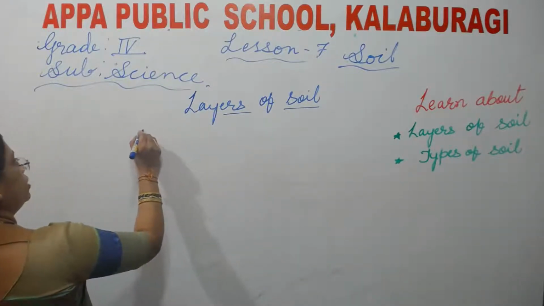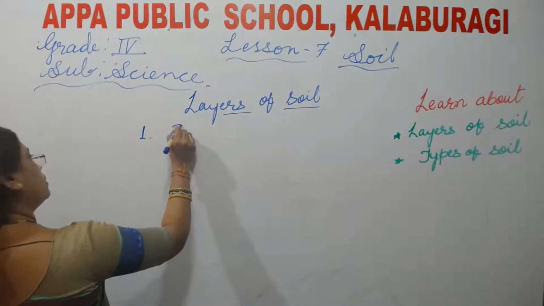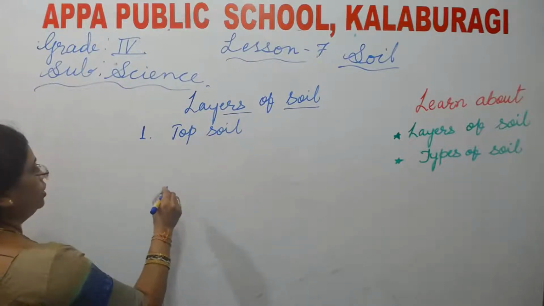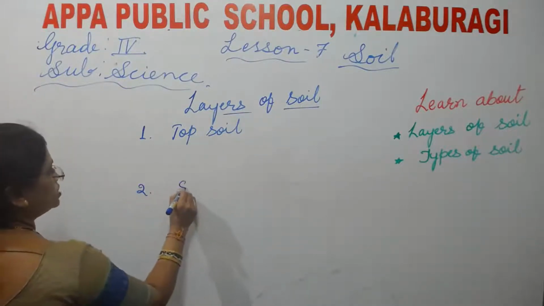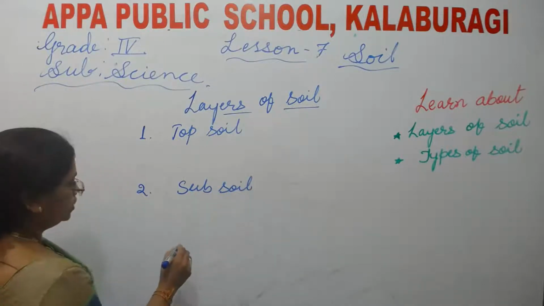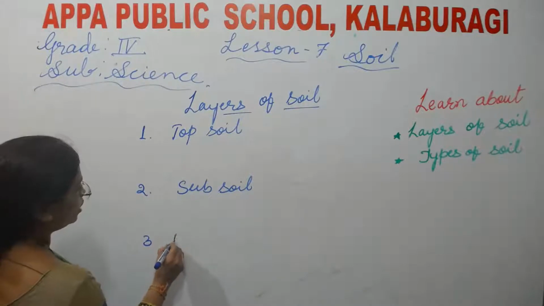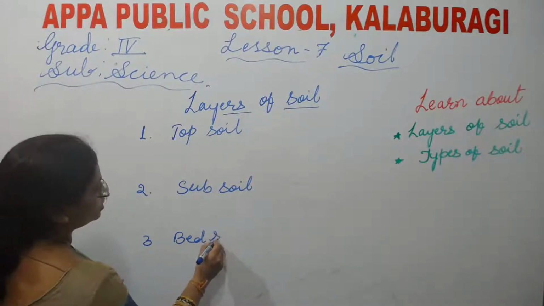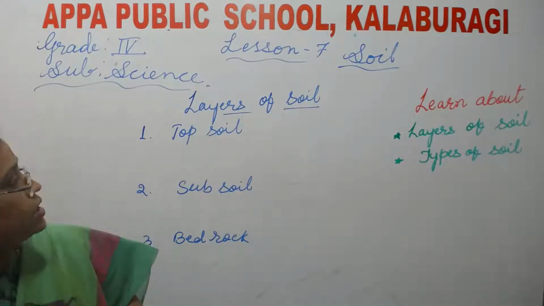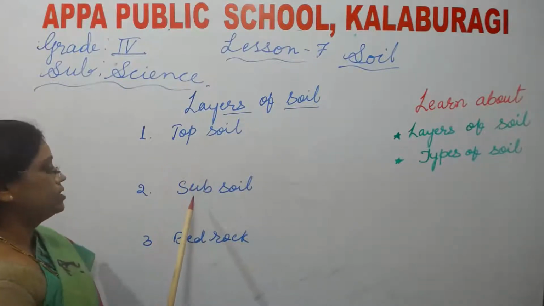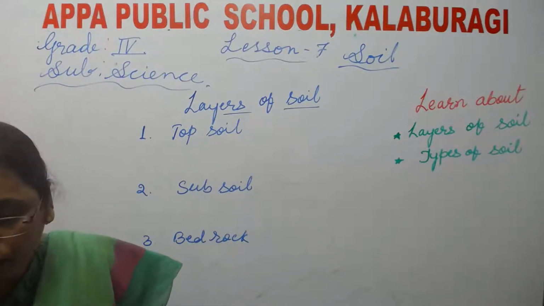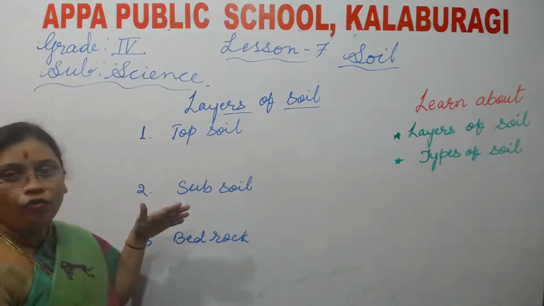The first layer is called topsoil. The second layer is called subsoil. And the third layer of the soil is called bedrock. These are the layers of soil. The first is the topsoil, the second is the subsoil, and the third is the bedrock. Let us learn in detail what these layers of soil are.